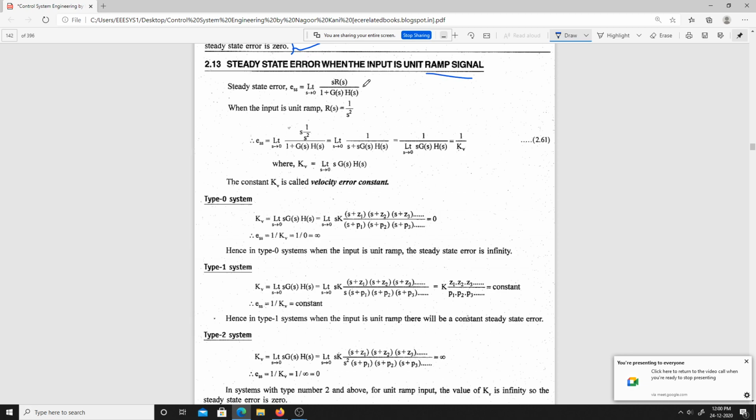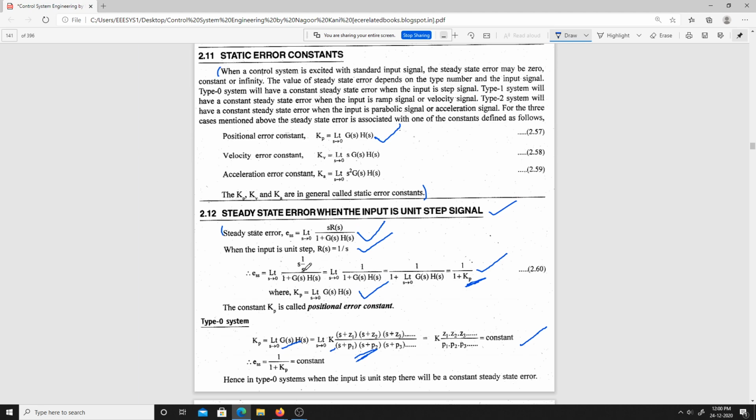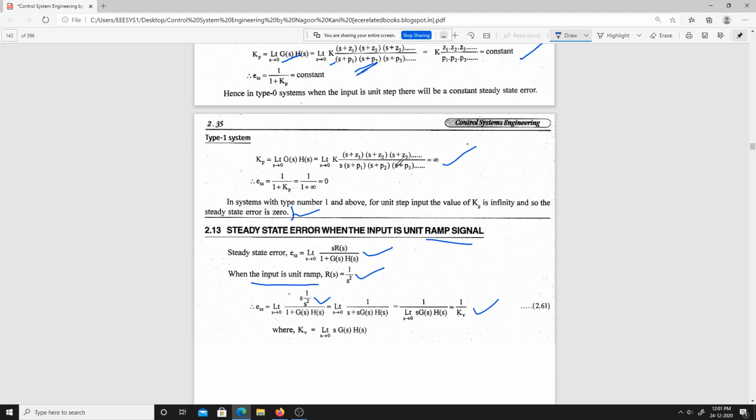So this is the formula for the steady state error, and when the input is unit ramp, R of s is nothing but 1 by s square. Basically just substitute this 1 by s square for R of s over here. So finally ESS will be 1 by kV. And what is this kV? kV is limit s tends to 0 of s into g of s into h of s. Is it clear?